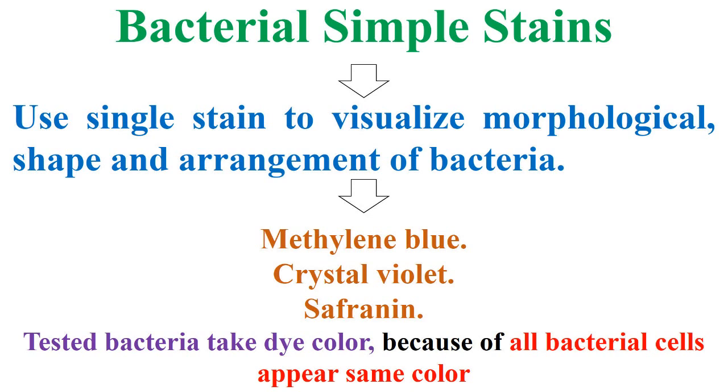In the same line, bacterial simple stains do, by using single stain, to visualize morphological shape and arrangement of bacteria, such as methylene blue, crystal violet, and safranin stains. Therefore, tested bacteria take dye color, as mentioned in next slide.